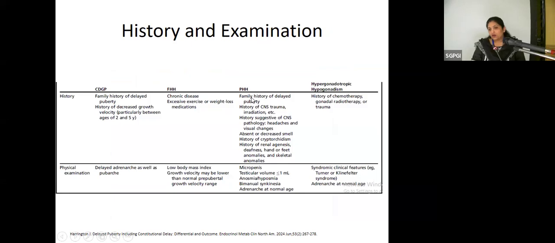So how do we differentiate between these causes of delayed puberty? Usually, we start with history and physical examination. Normally, in CDGP, we get a significant family history of delayed puberty, but as I told you, CHH can also have a significant family history of delayed puberty. In CDGP children, we can get decreased growth velocity, particularly between the ages of 2 to 5 years. But any child suffering from a chronic systemic illness can have decreased growth velocity as well.